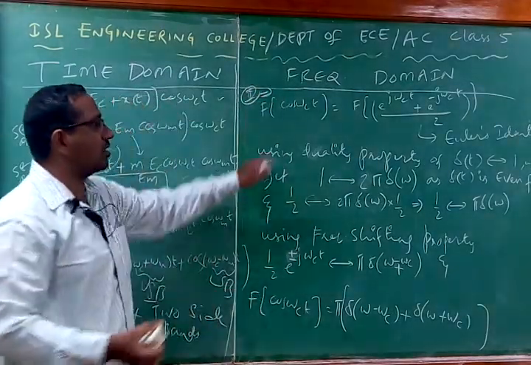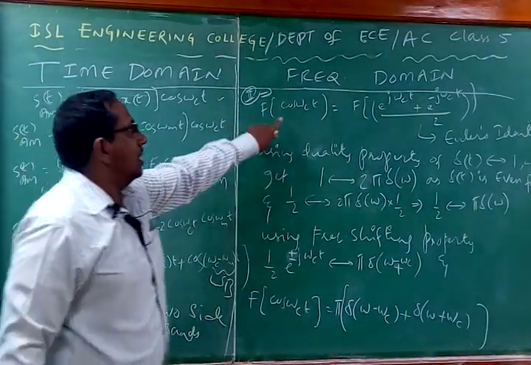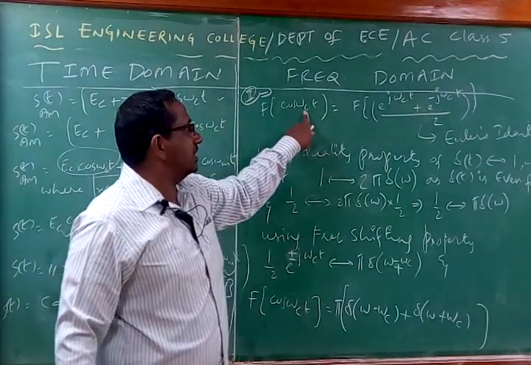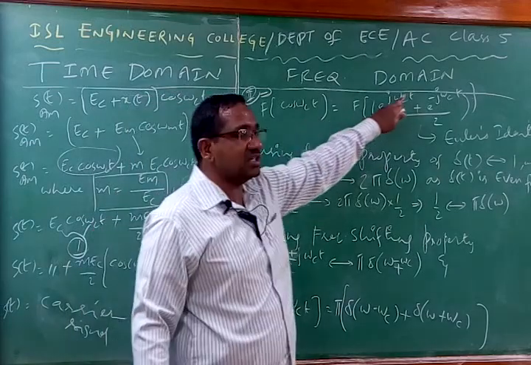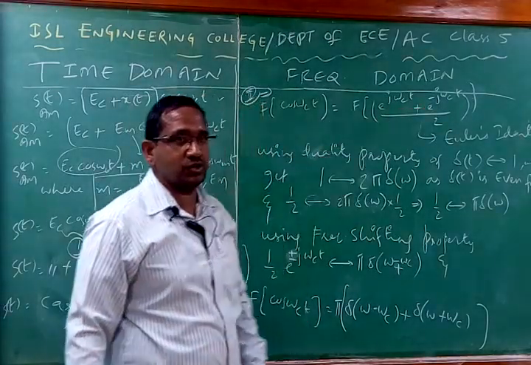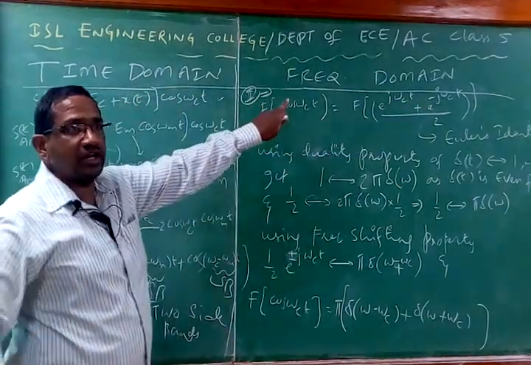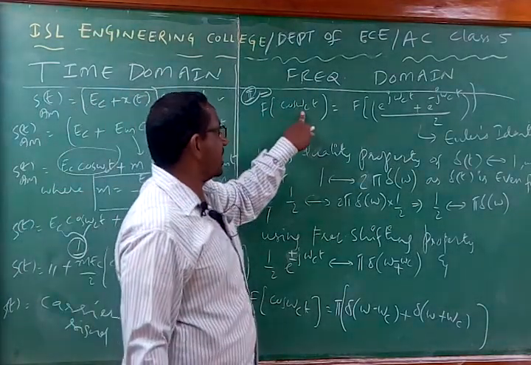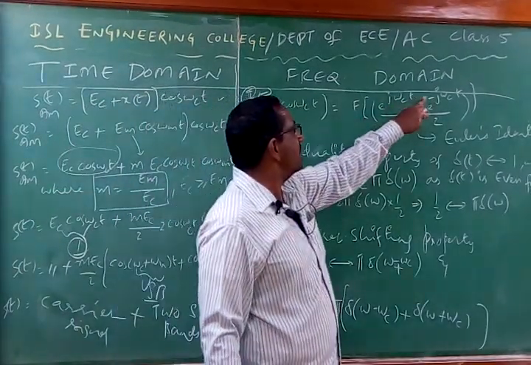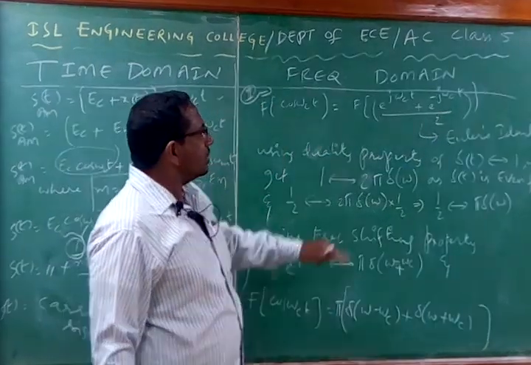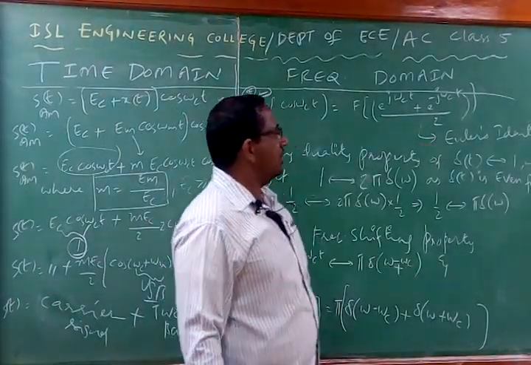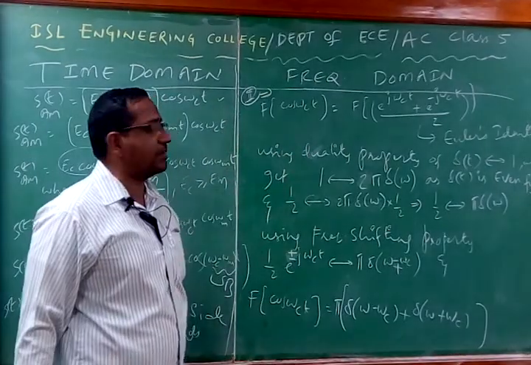When I calculate the Fourier transform of cos omega ct, how can I write this cos omega ct in terms of exponential notation? I can write cos theta is equal to (e power j theta plus e power minus j theta) by 2. Using that trigonometric relationship, I can expand this as (e power j omega ct plus e power minus j omega ct) by 2. This we can write by using Euler's identity.